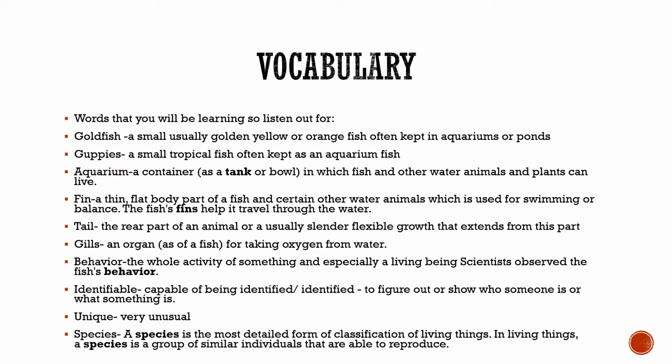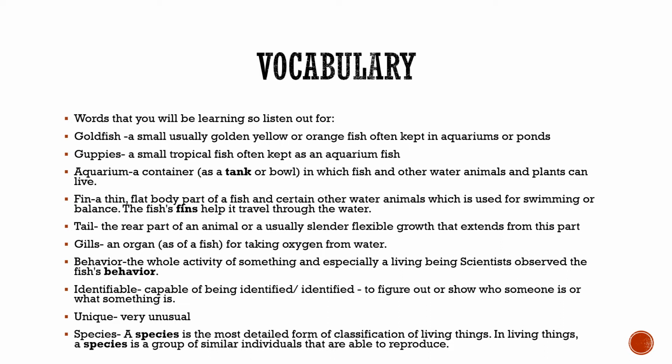A fin: a thin, flat body part of a fish and certain other water animals in which it's used for swimming or balance. Tail: the rear part of an animal. Gills: an organ, as in a fish's organ, for taking oxygen from water. Behavior: the whole activity of something, especially a living being. Scientists observe the fish's behavior.